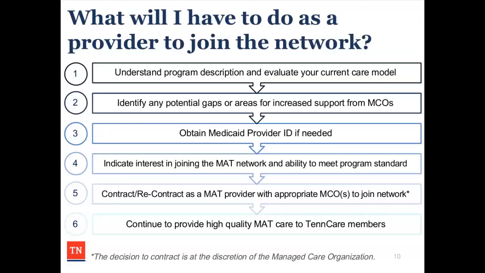Step number 5 is to recontract or to contract as an MAT provider with the MCOs. This will be completed with the MCOs and it'll be at their discretion. And then step number 6, as you all know, will be to continue to provide high-quality MAT care to all TennCare members.